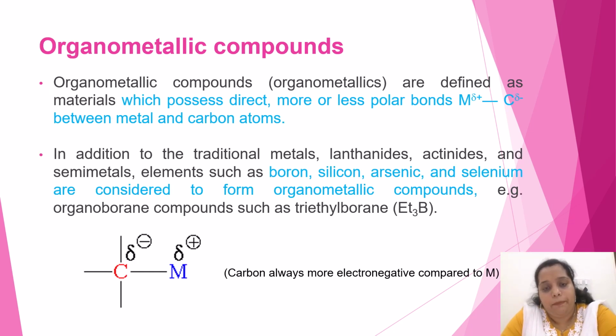Organometallic compounds are also termed organometallics and can be defined as materials which possess direct, more or less polar bonds between metal and carbon atoms. In addition to traditional metals, lanthanides, actinides and semi-metal elements such as boron, silicon, arsenic and selenium are also considered to form organometallic compounds. An example is the organoborane compound triethylborane. You can see the image. Here, carbon is always more electronegative compared to the metal atom.